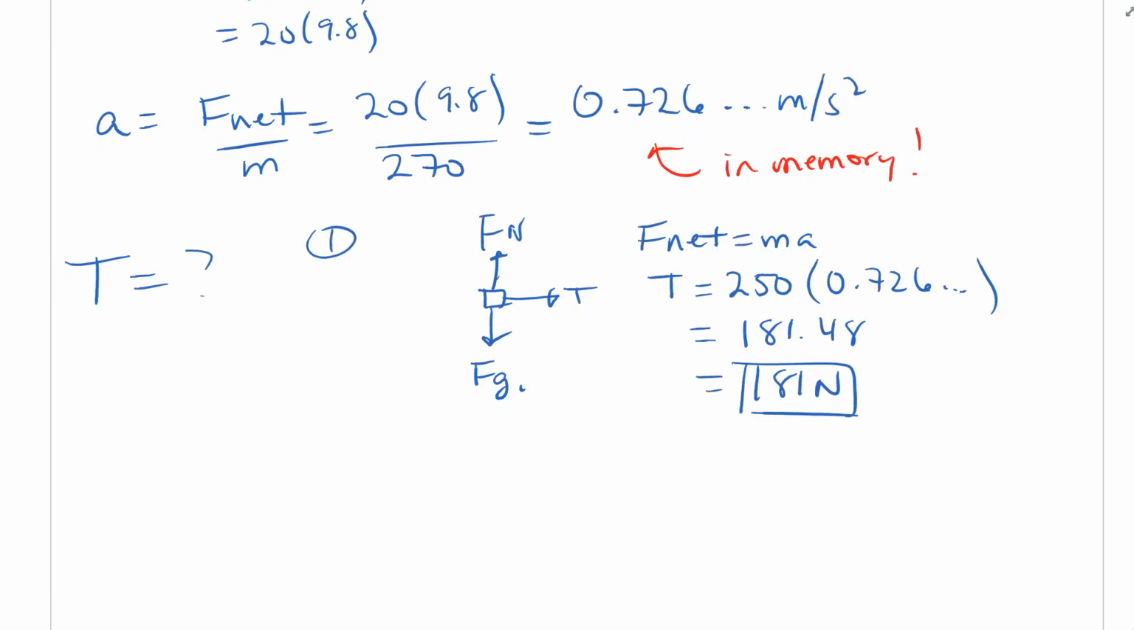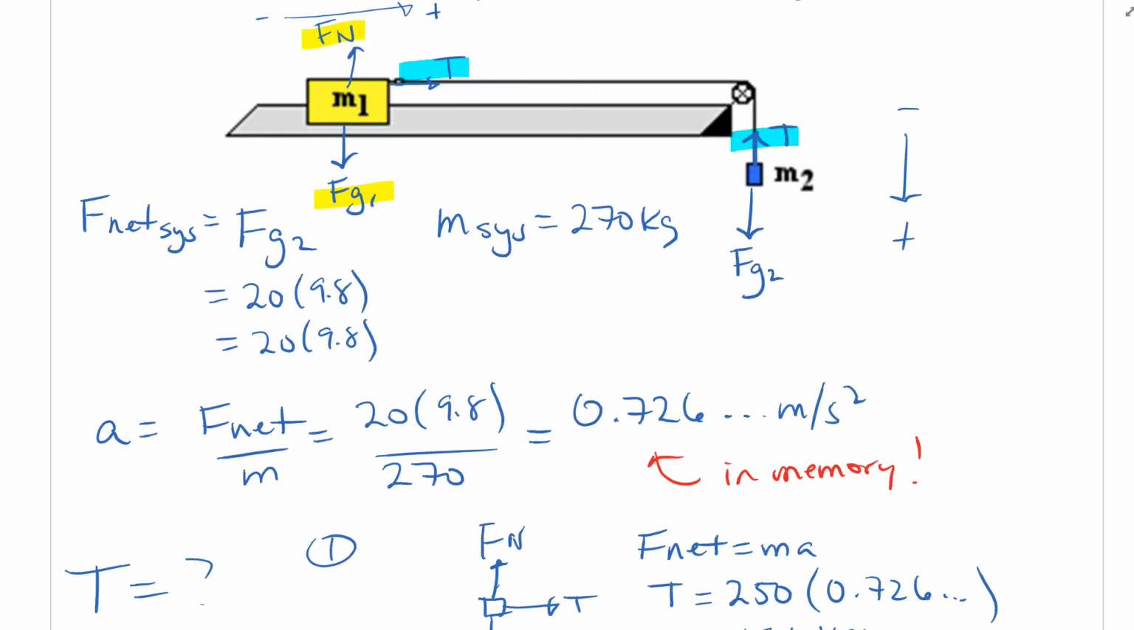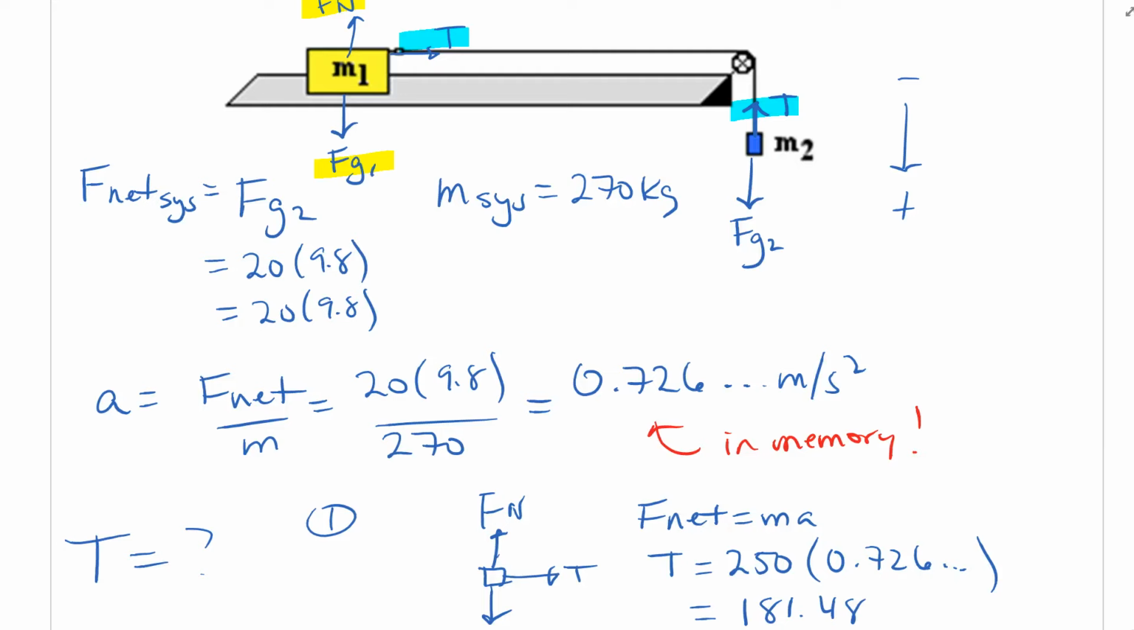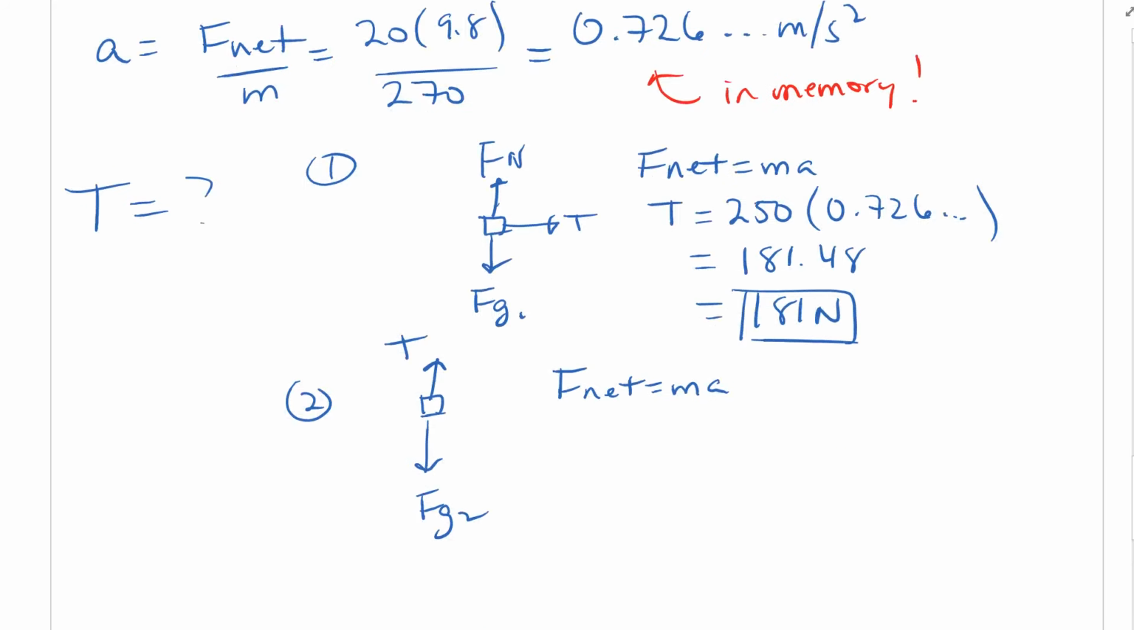Is there a check involved? Of course there's a check involved because we have a second object. So if we go back and say, what's the free body diagram for object number 2? Here we have Fg2 downwards and a tension force upwards. So looking at my F net equals ma statement, which way is positive, which way is negative? Down was positive, up was negative.